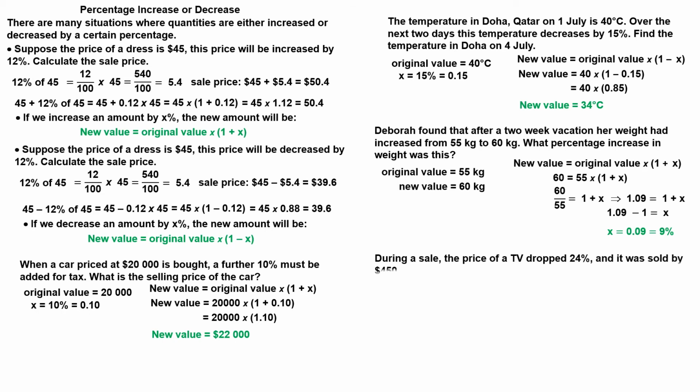During a sale, the price of a TV dropped 24% and it was sold for $450. What was the original price of this TV? The new value is 450 and the percentage is 24%. Convert the percentage to its decimal form. The original value was decreased. Take the formula and perform the calculations.